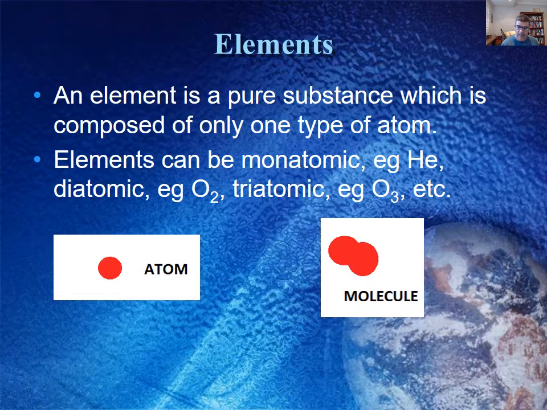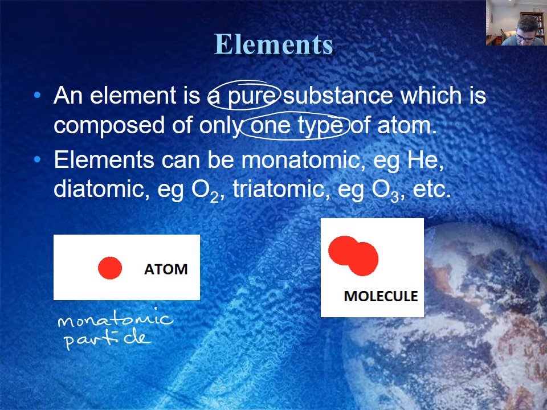Firstly, the key points about elements is that they are pure substances. They're composed of only one type of atom. That atom may be a single, or monatomic, particle, something like helium. Helium exists as a monatomic molecule. This representation here is a diatomic molecule, something like O2, for example. We can have triatomic ones. O3 is ozone, and so on.